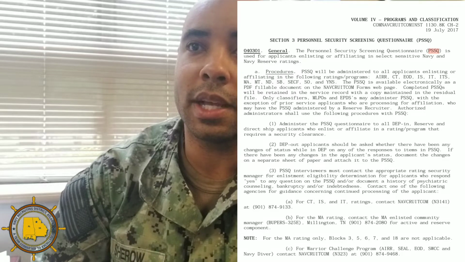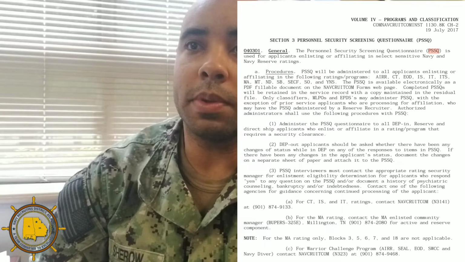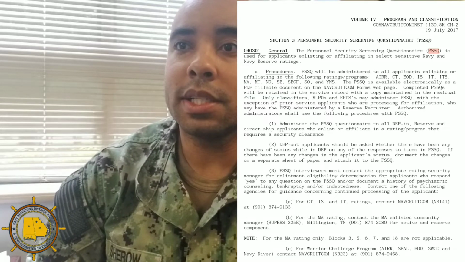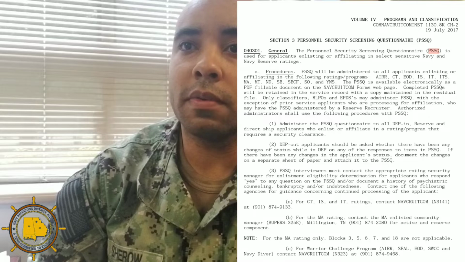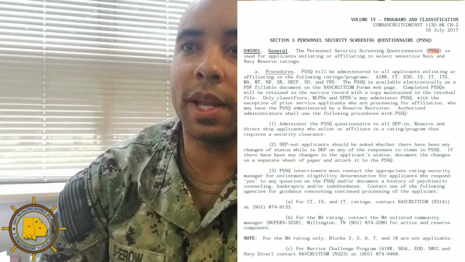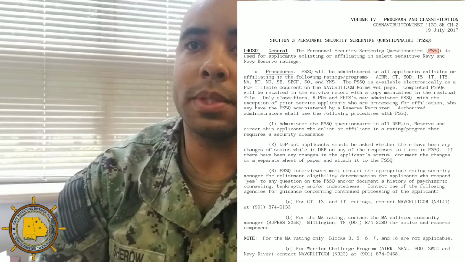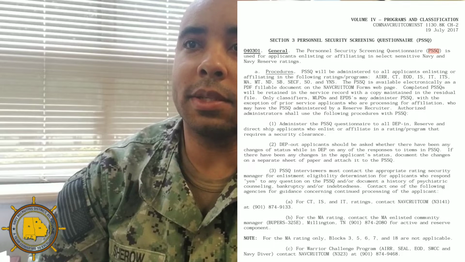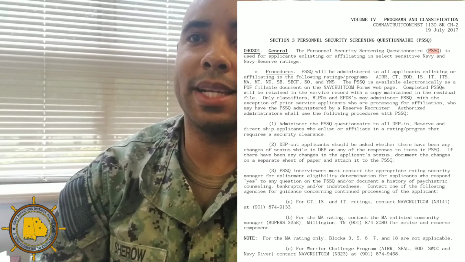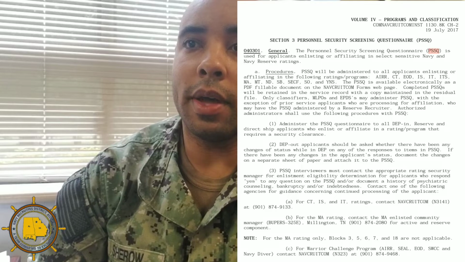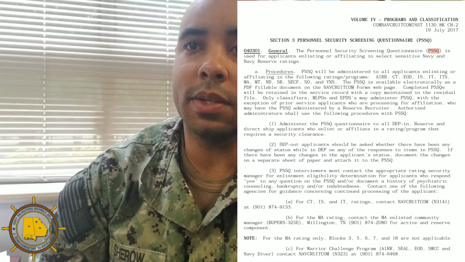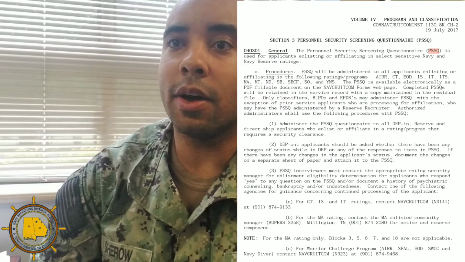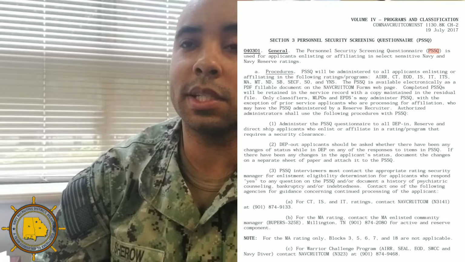Authorized administrators shall follow the following procedures with PSSQs. 1. Administer the PSSQ questionnaire to all DEP-in, reserve, and direct ship applicants who enlist or affiliate in ratings or programs that require a security clearance. 2. DEP-out: applicants should be asked whether there have been any changes of status while in DEP on any of the responses to items in the PSSQ. If there have been any changes in the applicant's status, document the changes on a separate sheet of paper and attach it to the PSSQ.